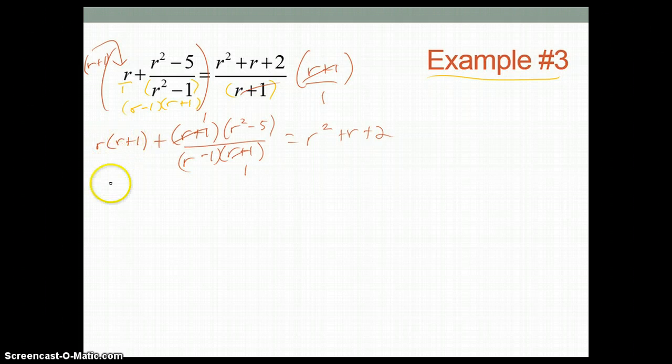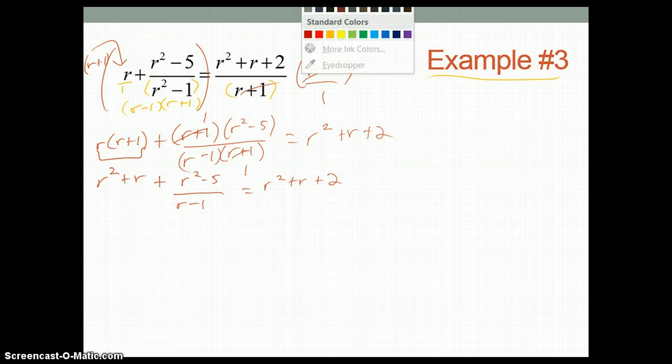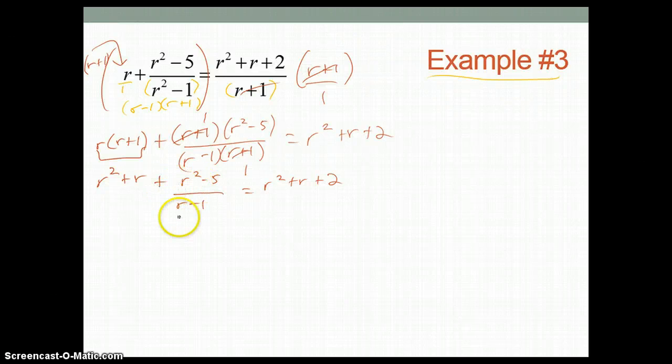Now I'm going to do a little distributing here and get r squared plus r for this portion. And then it's going to be plus, the top just is still r squared minus 5 all over r minus 1. And these problems are difficult. So we have to make sure that our attention to detail is definitely elevated on these types of problems. Now, getting rid of the second fraction that we see, this r minus 1, we're going to multiply both sides by r minus 1.